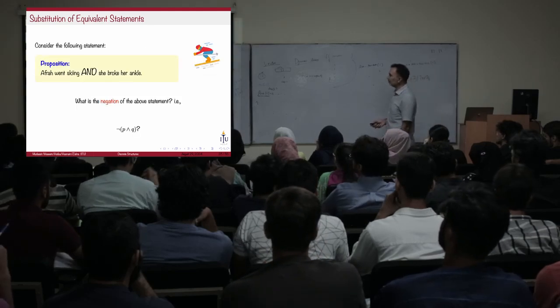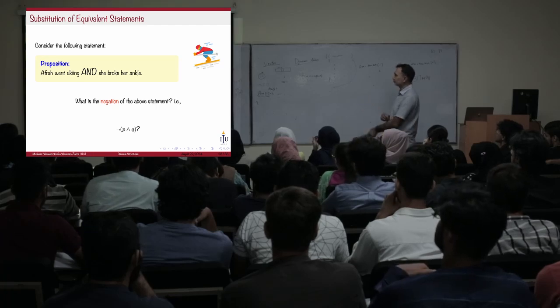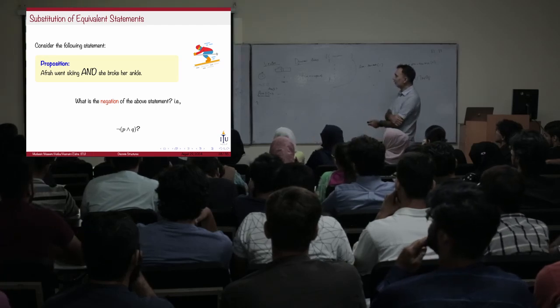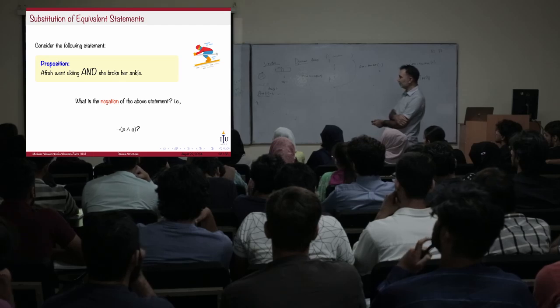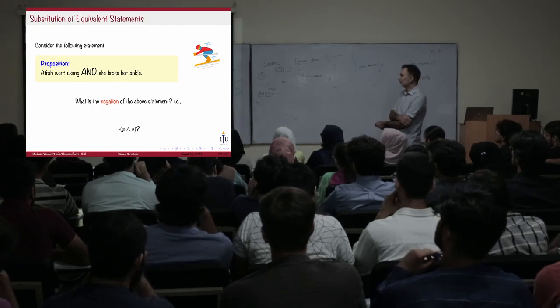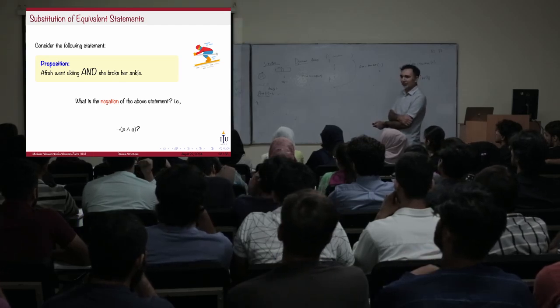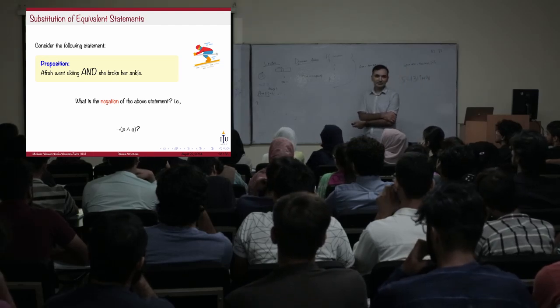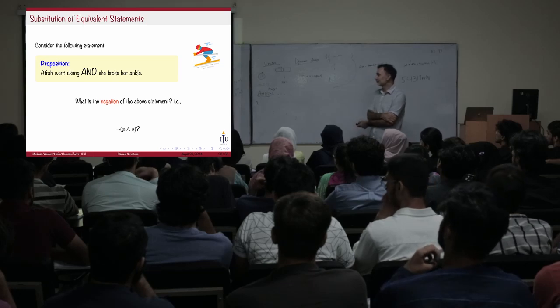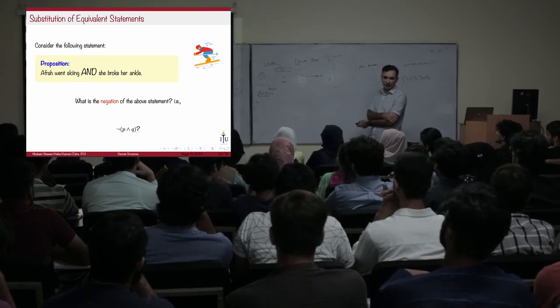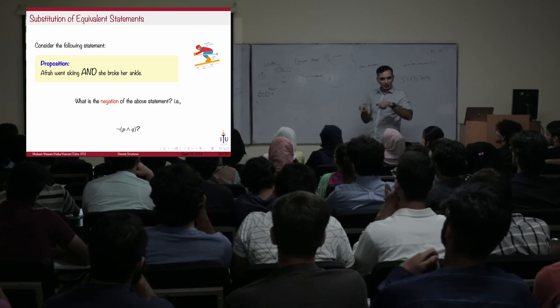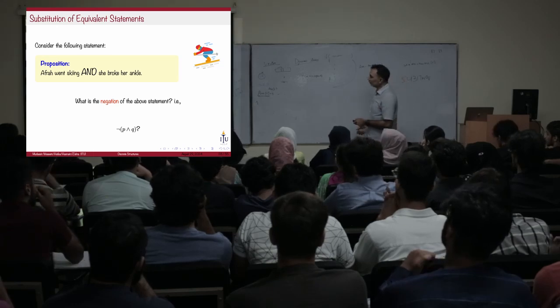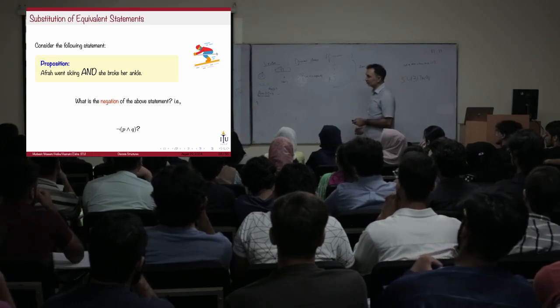Okay. So here's an example. Afra went skiing and she broke her ankle. Afra is, by the way, my wife. Okay. What's the negation of the above statement? So essentially you have a statement like this, right? P and Q, and you want to negate the whole thing. What do you think would be the negation of this statement?